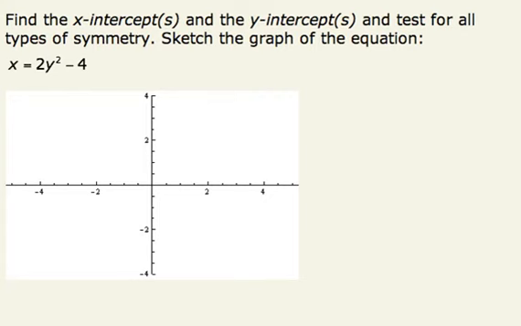Find the x-intercept or intercepts and the y-intercept or intercepts and test for all types of symmetry. Sketch the graph of the equation. x equals 2y squared minus 4.